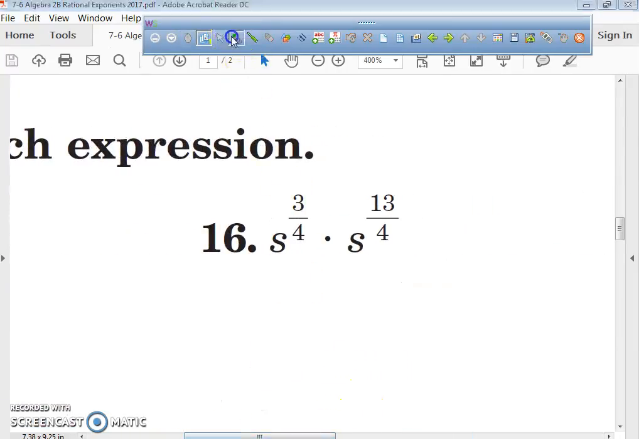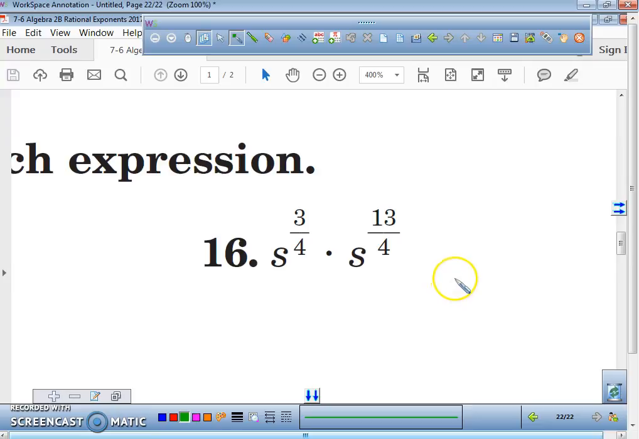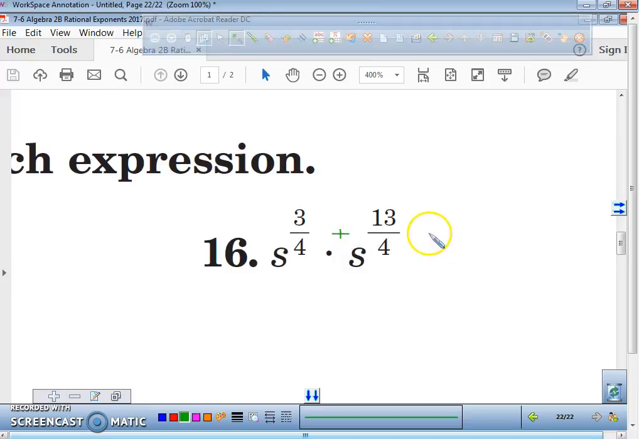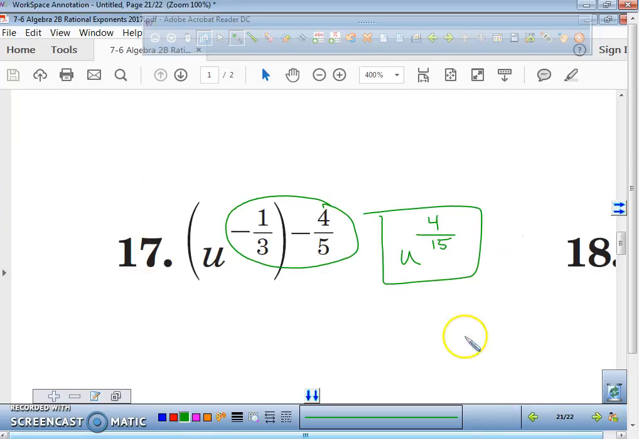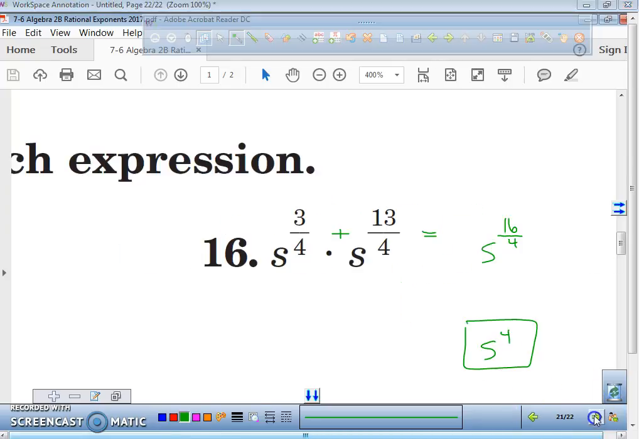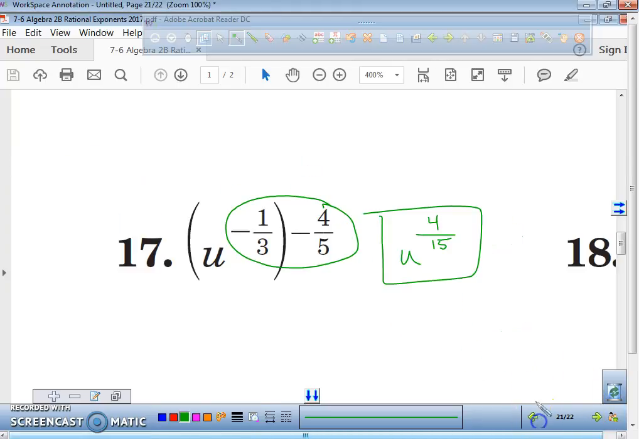Number 16. This is not the power of a power property. This is called the product property. What are we allowed to do with these exponents? Add them together. What is this going to give us? It's going to give us s to the power of 16 over 4. But what is 16 divided by 4? 4. Boom, you're done. So you need to know when to add and when to multiply. When to add, when to multiply.